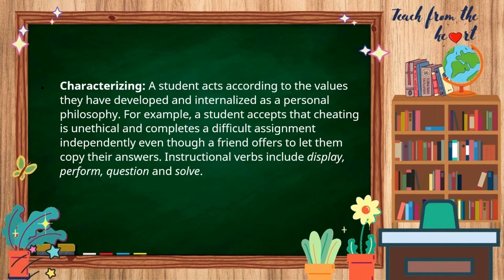The last is characterizing. A student acts according to the values they have developed and internalized as a personal philosophy. For example, a student accepts cheating as unethical and completes a difficult assignment independently, even though a friend offers to let them copy their answers. The instructional verbs include display, perform, question, and solve.